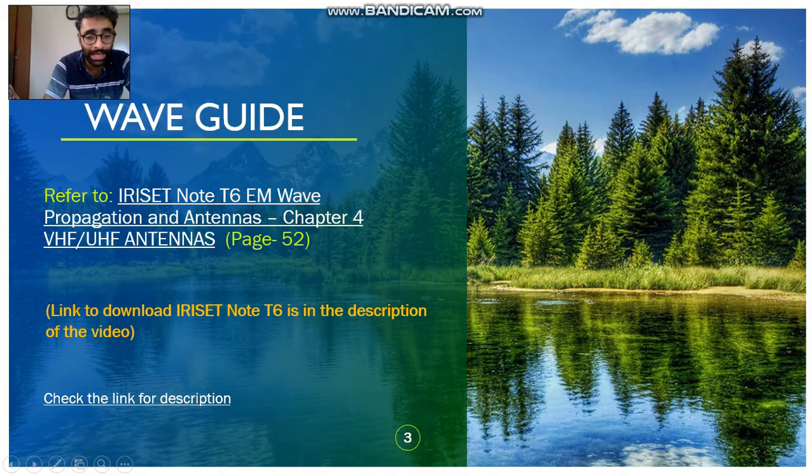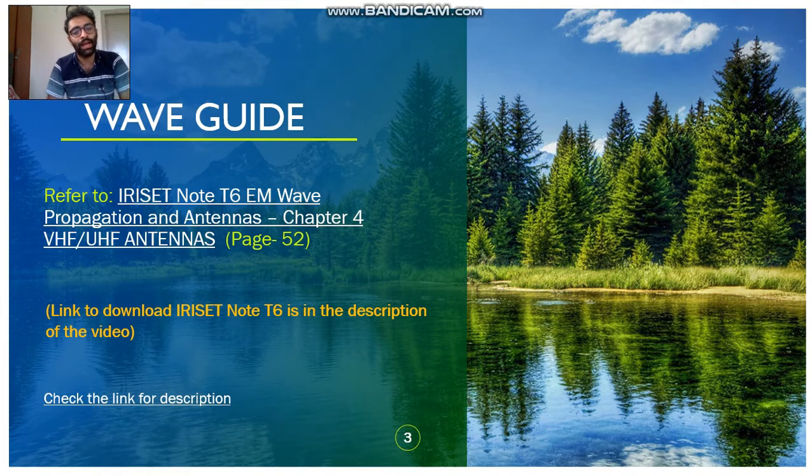And see what exactly it is. The first topic is waveguide. You can refer to ERISET note T6, EM wave propagation and antennas, chapter 4, VHF or UHF antennas, and you can go to page number 52. You would find a mention of waveguides on this particular page and in this chapter, but you won't find the exact definition of waveguide in this book or in any of the other ERISET notes.